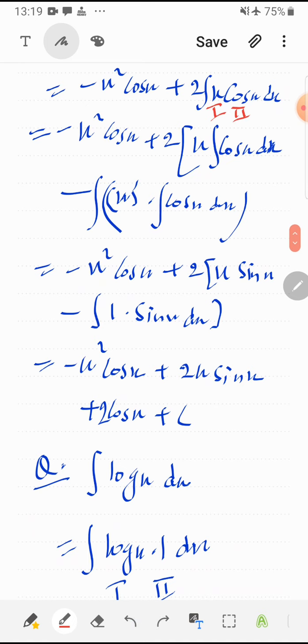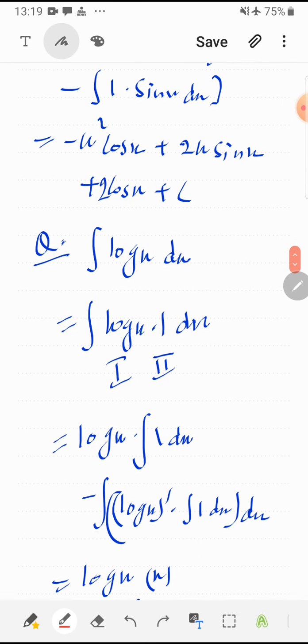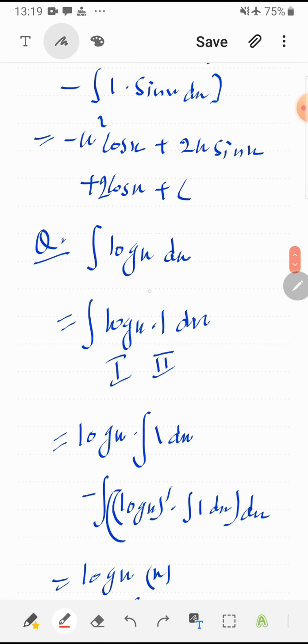Now this by parts technique also serves as a tool to find the integral of those functions which are unknown to us. For example, the integral of log x is not known to us, so this can be found with the help of by parts. Let us write log x as log x into 1. So obviously I don't know the integral of log x, so this will be treated as the first function, whereas 1 will be treated as the second function.